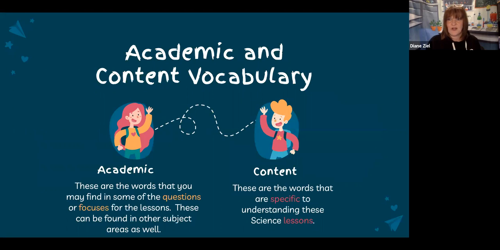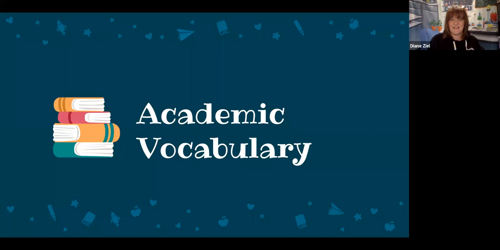Just briefly, let's talk again about the difference between academic and content vocabulary. Academic words are the words that you will find in some of the questions and focuses for the lessons. Remember, you may see these across all your subjects in school. The content words are the science words. They're specific to understanding your science lessons. Let's look at this week's academic vocabulary.